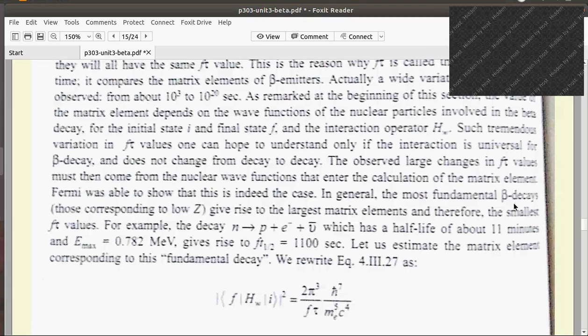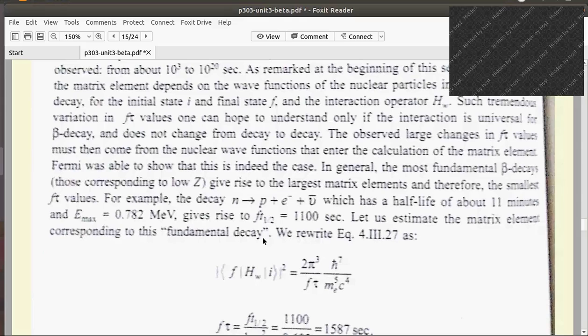In general, the most fundamental beta decays, those corresponding to low Z, give rise to the largest matrix elements and therefore the smallest ft values. For example, decay of neutron to proton, electron, and antineutrino has a half-life of about 11 minutes and Emax of about 0.782 MeV. It gives an ft half equal to 1100 seconds.